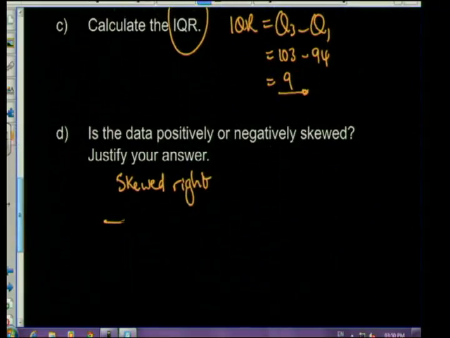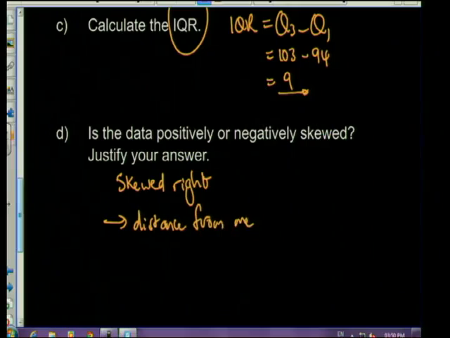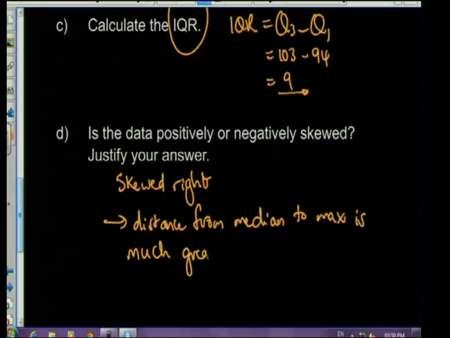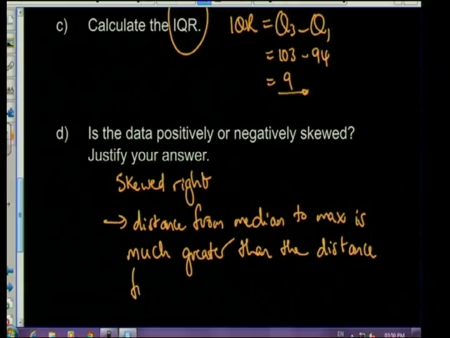And then I would say something to the effect that the distance from the median to the right upper bound, or the distance from the median to the max, is much greater than the distance from the median to the minimum. So it's much further on the right-hand side. The distance to the max is much greater than the distance from the median to the min.